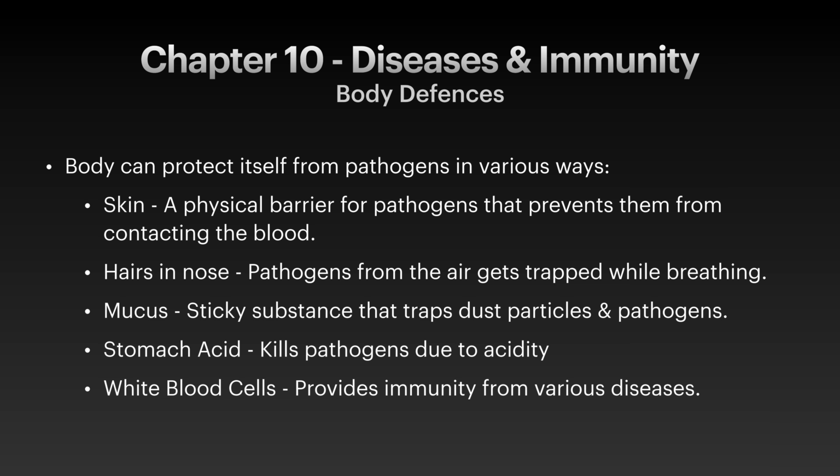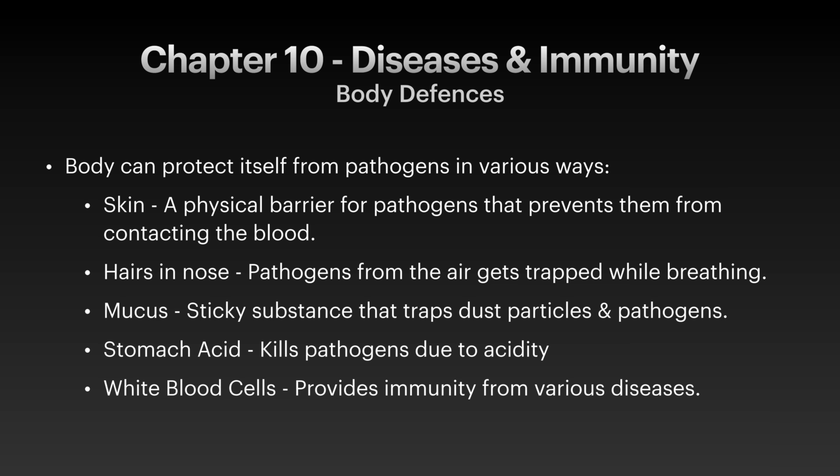The next is the hairs in the nose. Tiny hairs called cilia trap particles and pathogens from the air you breathe, preventing them from entering the lungs. Third is the mucus. Mucus is a sticky substance produced by the cells lining the respiratory passages. It traps pathogens and dust particles. Cilia then sweep the mucus up toward the throat, where it can be swallowed or expelled.